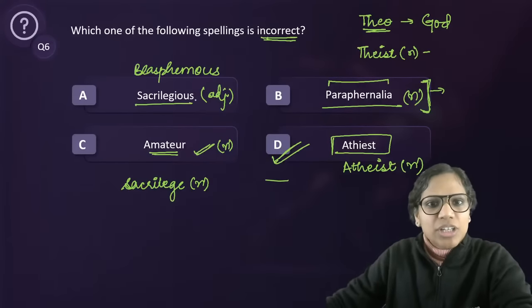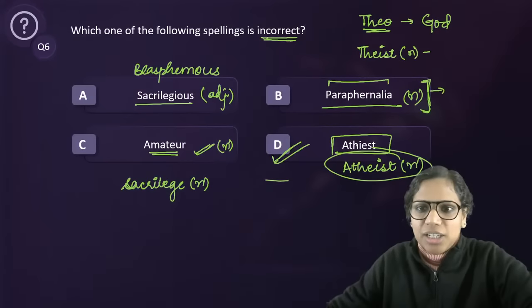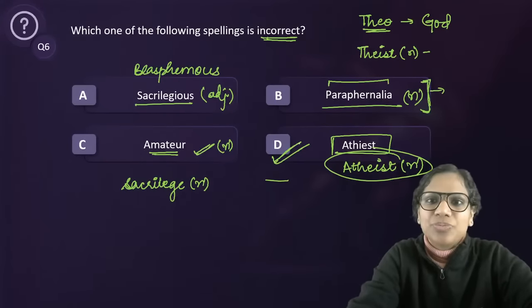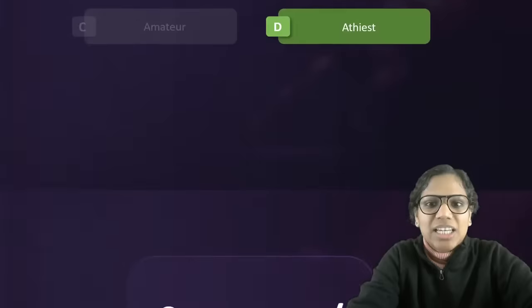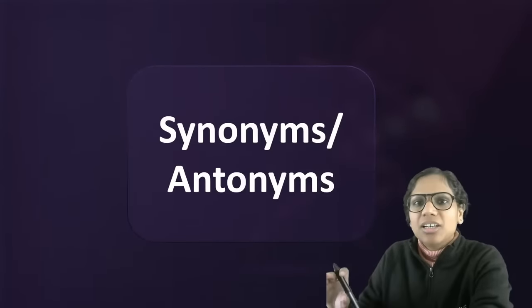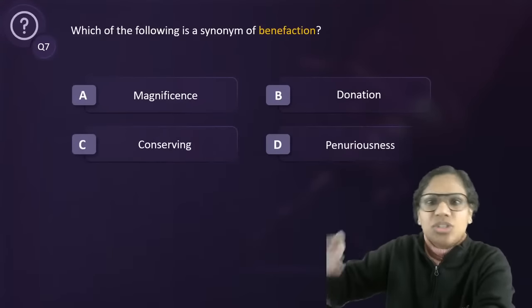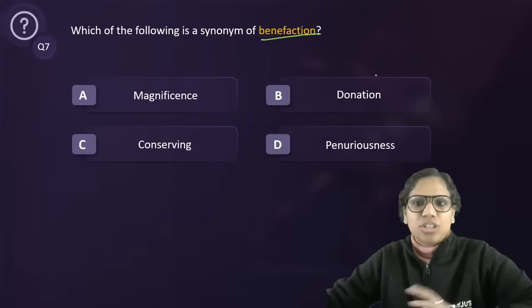So we have now learned some new words, their spellings also, and have identified the incorrect one. Let's go to the next topic, synonyms and antonyms. Again, time saving because there's no sentence that you have to read. They just ask you, okay, tell me the synonym of benefaction.